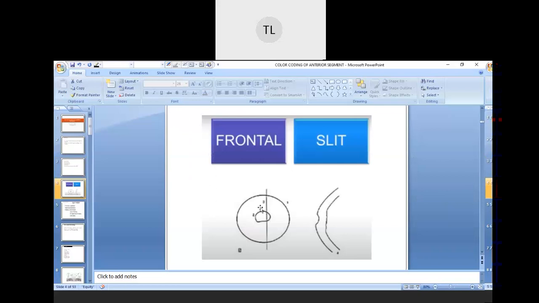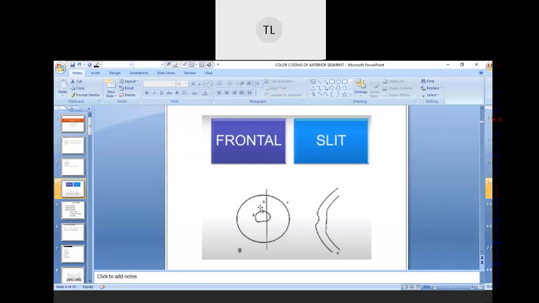Draw two diagrams. Basically, the diagram should be in two forms: first is a frontal view and second is a slit view. Only the frontal view of the corneal diagram is not sufficient, since the cornea itself is three-dimensional, right? That's why we have to include the slit portion also, because the slit will tell you not only about the lesion but also the depth of the lesion.